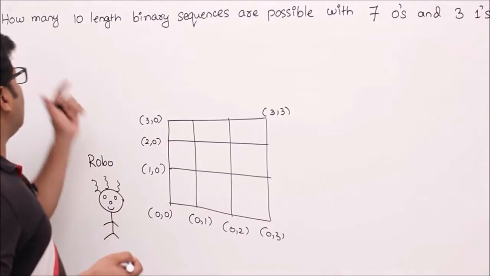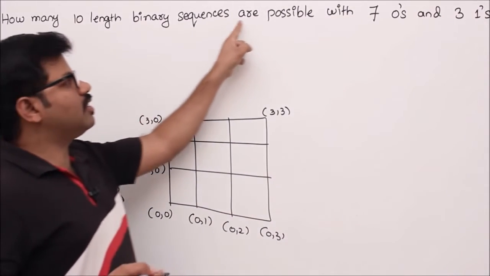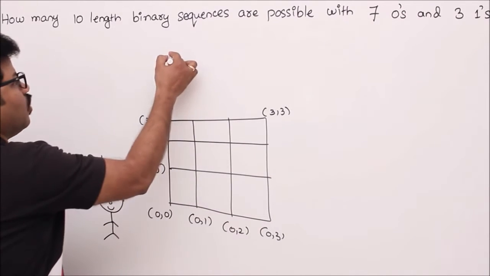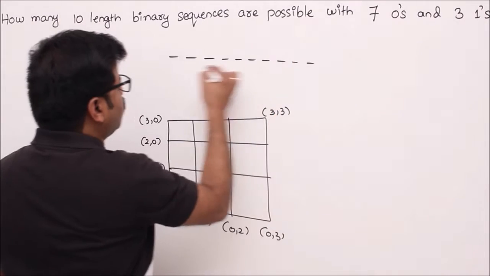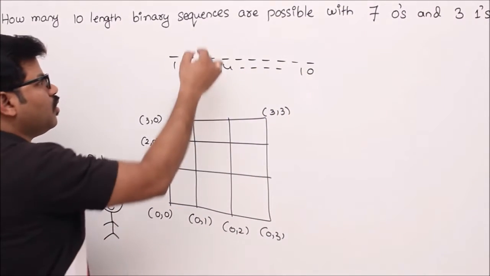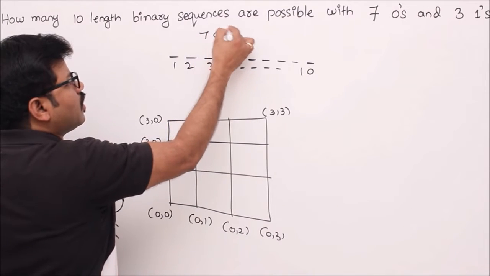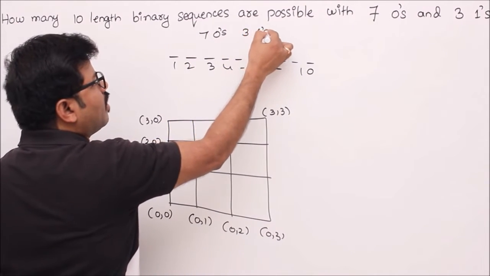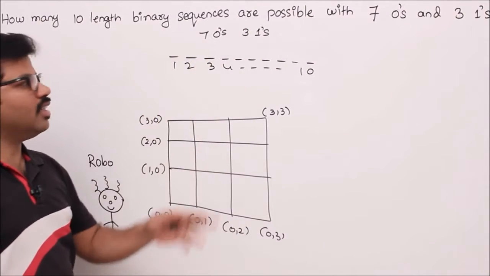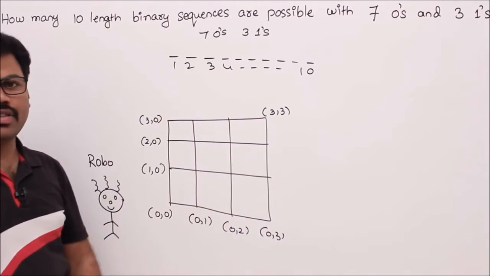So question number 1: how many 10 length binary sequences are possible with 7 zeros and 3 ones? Okay, the question is, you have to form a binary sequence with 10 positions, and that you should have 7 zeros and 3 ones. It's like an arrangement of these 10 objects, isn't it? 7 zeros and 3 ones.